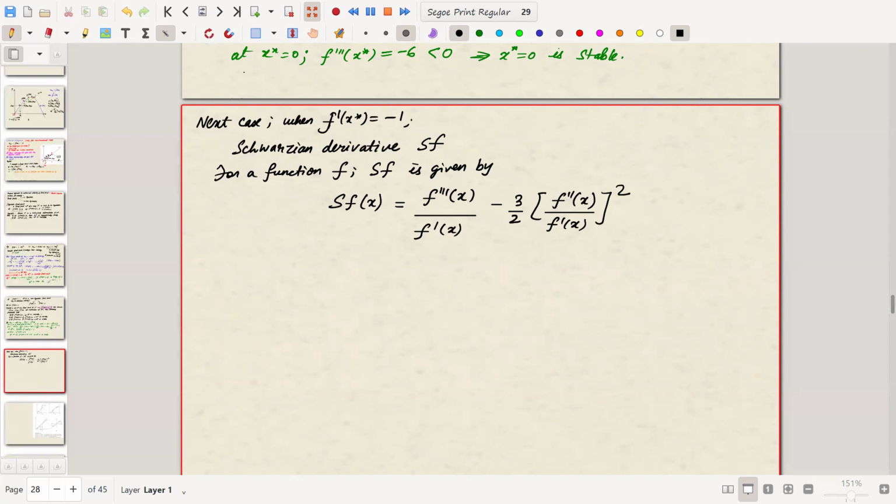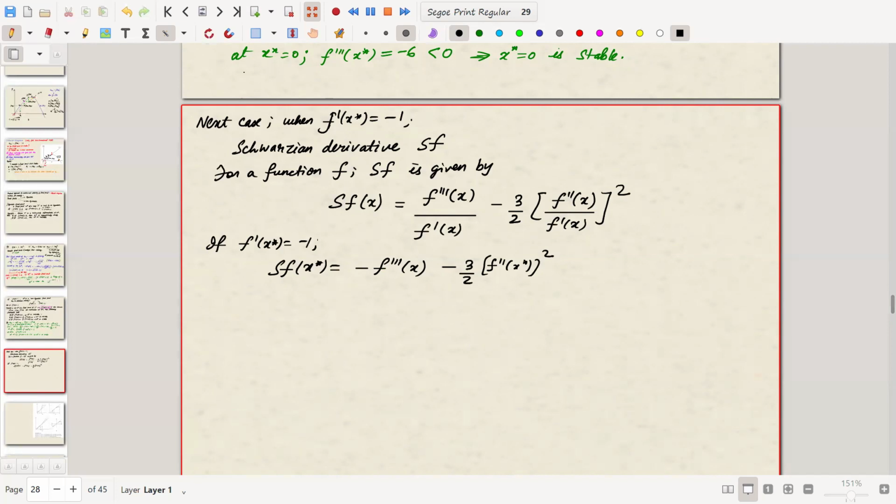If we adapt our Schwarzian derivative to our case, that is the f prime of x star equal to minus 1 case, then what is Sf of x star? Just put f prime of x equal to minus 1 in this equation. So you will get minus f double prime of x star, squared. Are you on the same page with me? I just substituted f prime of x to be minus 1.